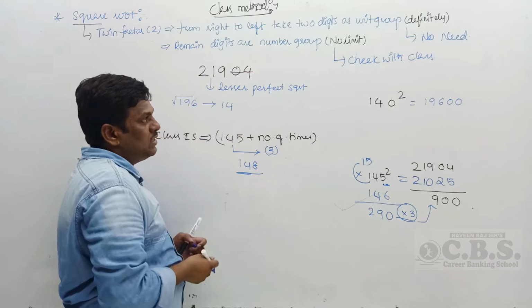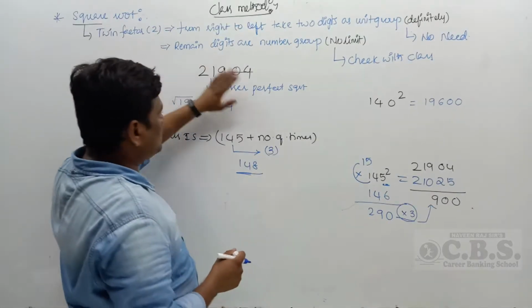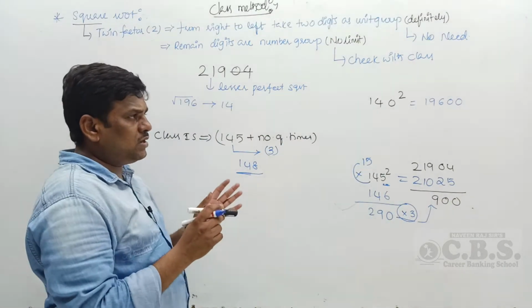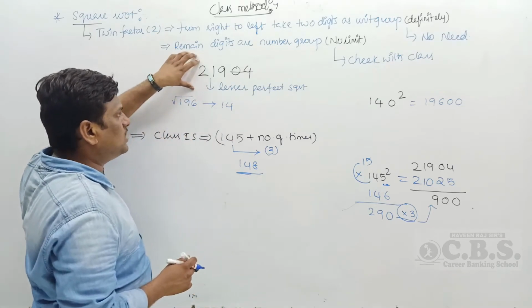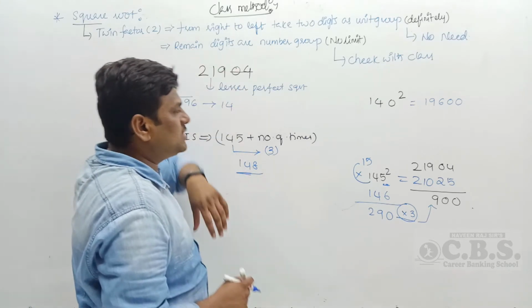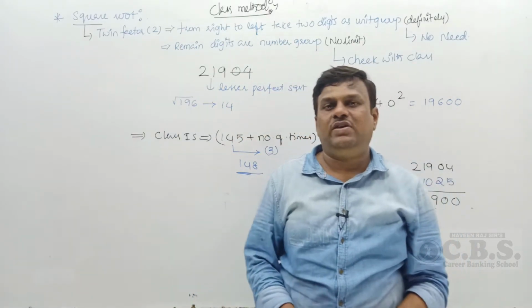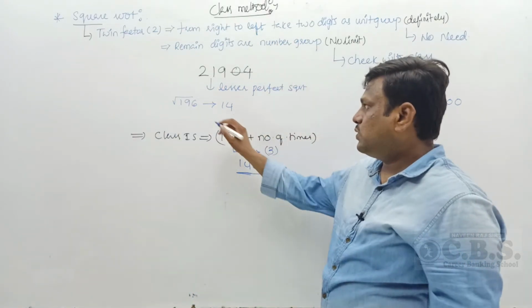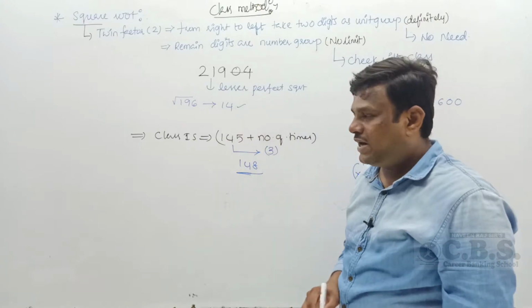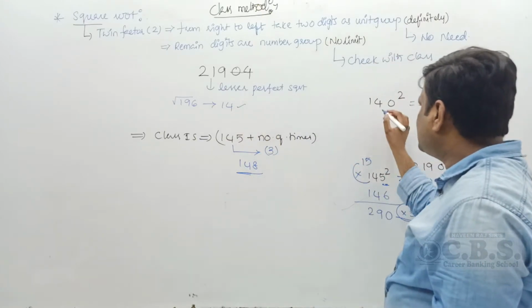Okay, let's go for a test. You just cross out the unit group. No need for the unit group. You just go for the remaining number, 219. The same procedure: take the lesser perfect square root. What is it? 14, nothing but 196. So the starting class of 14 is 140.